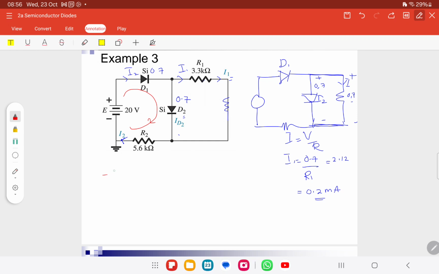Okay. Minus 20 plus how much? 0.7 plus 0.7 plus 5.6 K I2 equals 0. So, can you get the I2? Can you get it? Okay, so get me the value for I2.